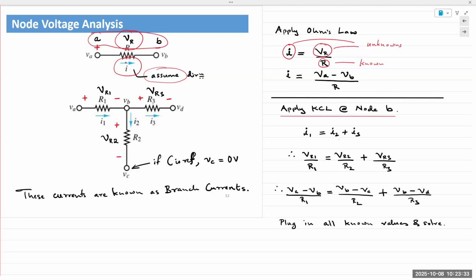And so here's the thing. If different students choose different directions for their currents, there are 3 currents in there, so there are 8 different combinations of the currents flowing in there.